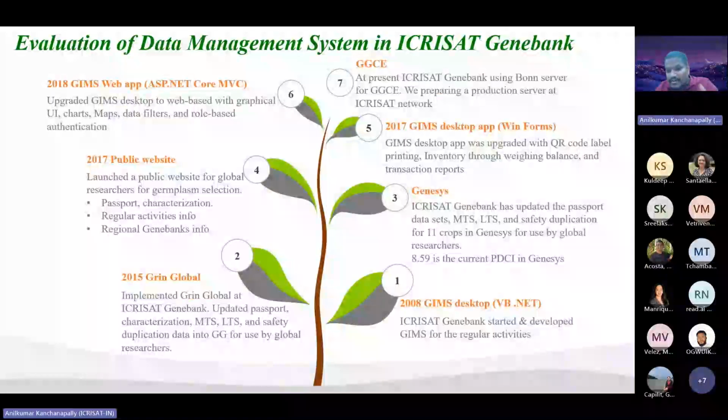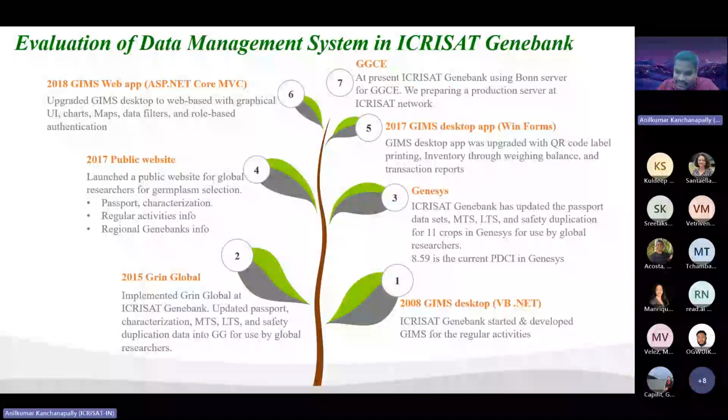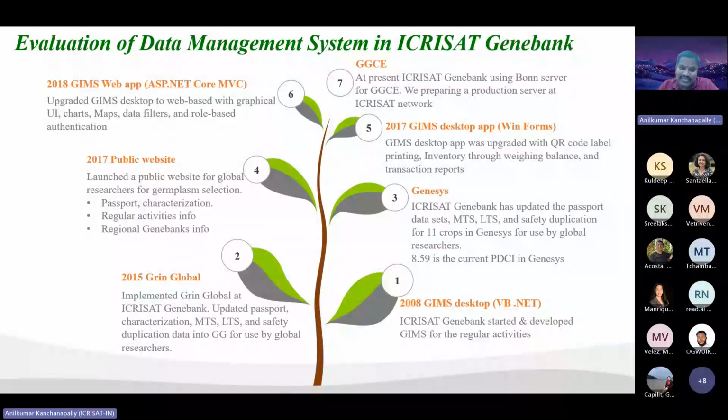But what happened after that is, year by year, it got old, and VB does not support the latest operating systems. That's why we moved to the latest versions of other applications. In 2008 we were using GIMS. In 2015 we started GRIN-Global. We updated all the passport data, characterization data, as well as the MTS, LTS and safety duplication data in GG.